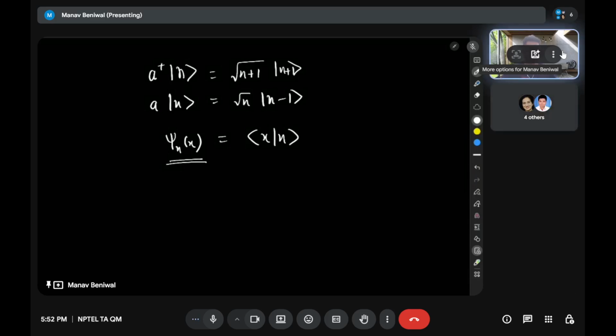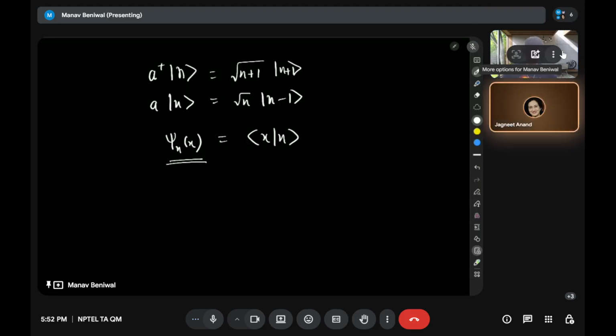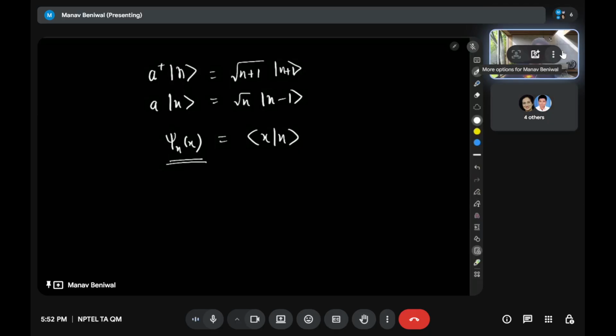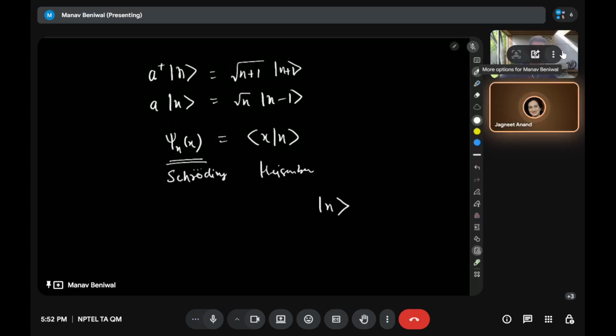Sorry, I did not understand. You start with this. Okay, this is more like Schrodinger's picture, right? And this is more like Heisenberg's picture. So when we have a ket, this is the nomenclature.